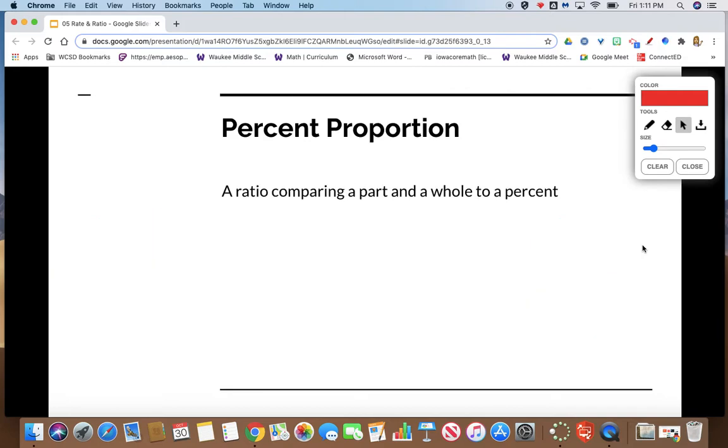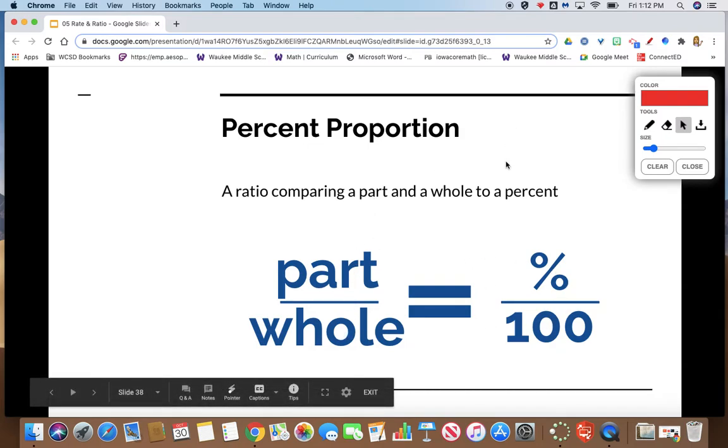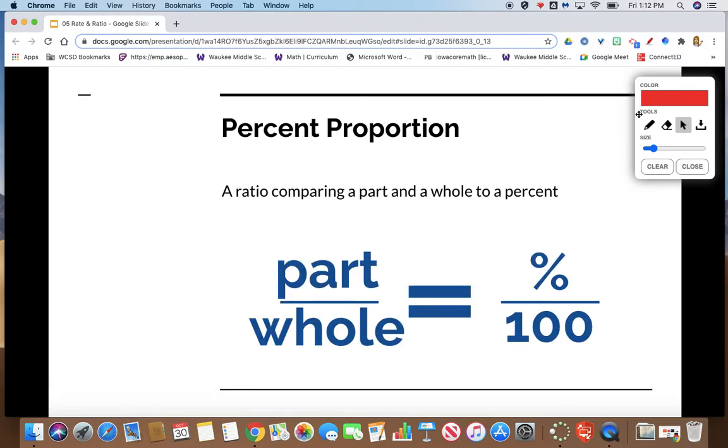The percent proportion is a very important strategy that we're going to use for this unit. A percent proportion is defined as a ratio comparing a part and a whole to a percent, like we just saw on the last slide, the number over 100. This is the percent proportion. This is very important. Please write down the definition and the percent proportion now. If you need more time, hit pause before continuing.